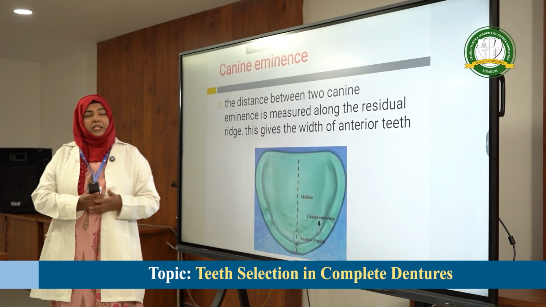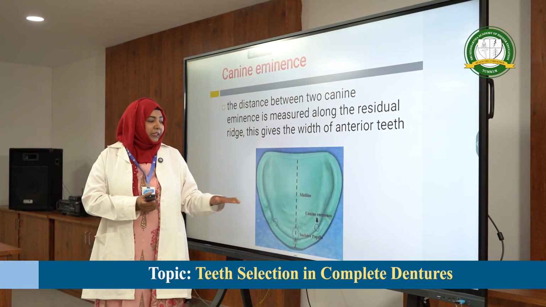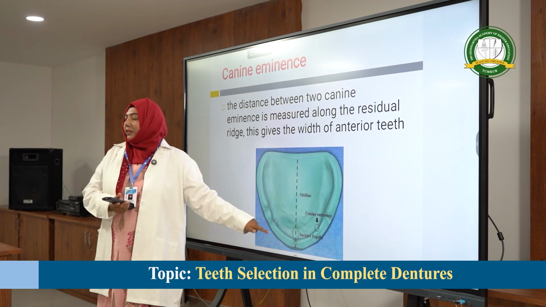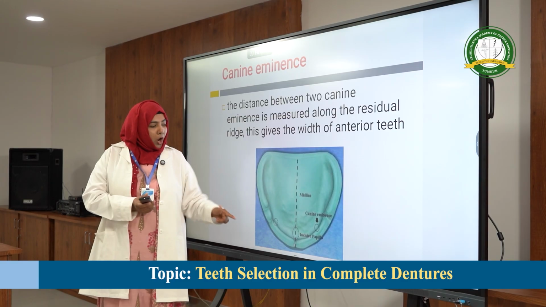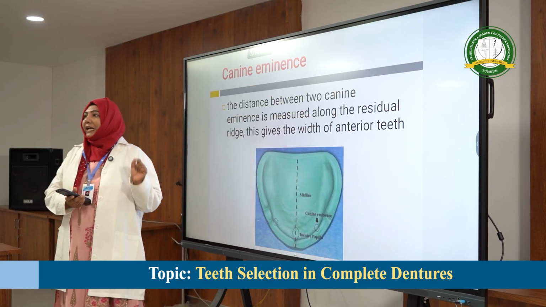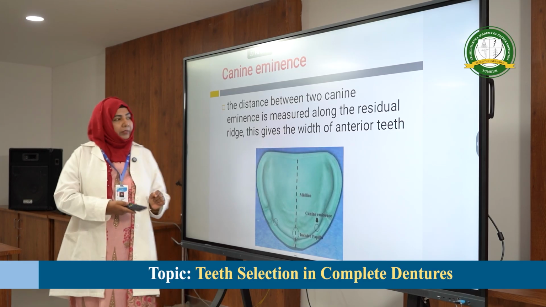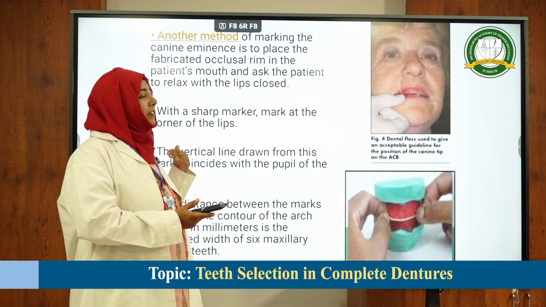Then we have canine eminence as a guide. You have to locate the canine eminences on the cast, then measure the distance between the canine eminences along the ridges using a flexible ruler or using a thread. That distance will give you the idea about the width of the maxillary anterior teeth. If the canine eminences are not prominent, then we have another method.